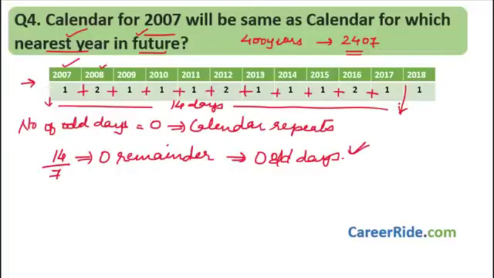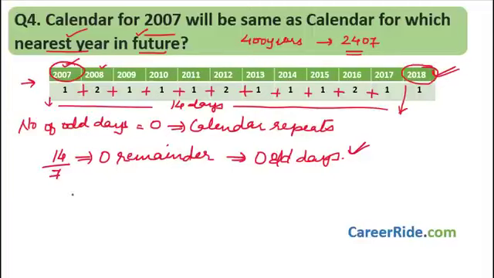Now if there are 0 odd days in 2017, it means the calendar should repeat in 2018, which means that the calendar of 2007 should look the same as 2018. But there is a very small thing that you have to pay attention to again. It should be that 2018 is a non-leap year. So the year that you are arriving at should also be a non-leap year.